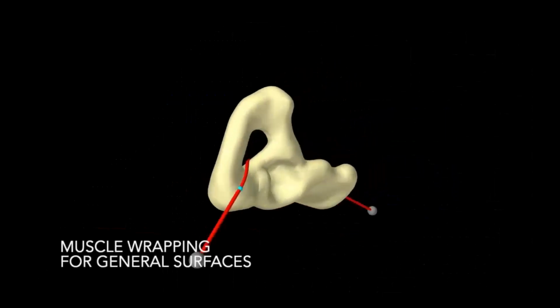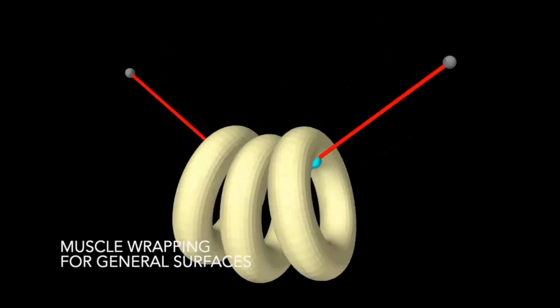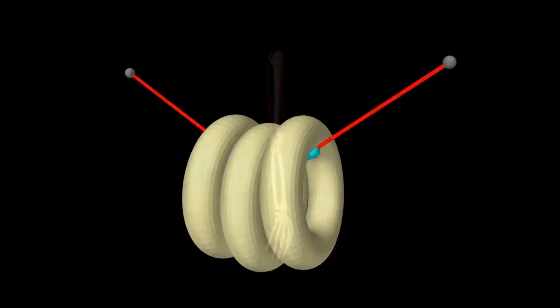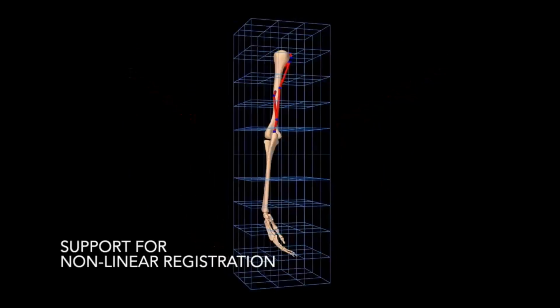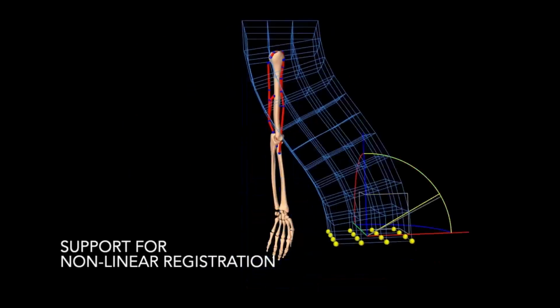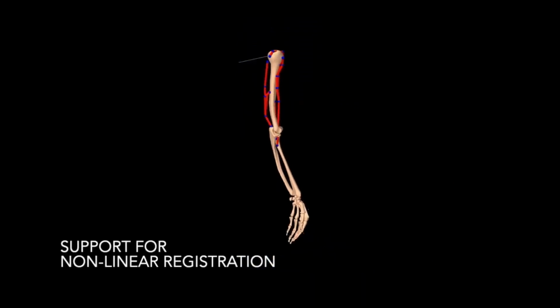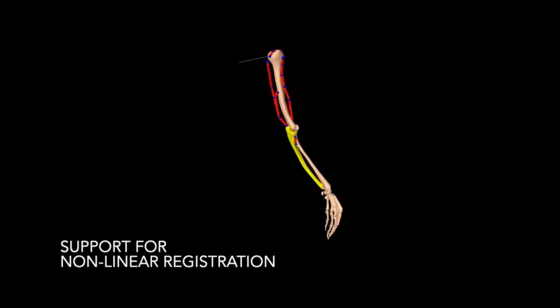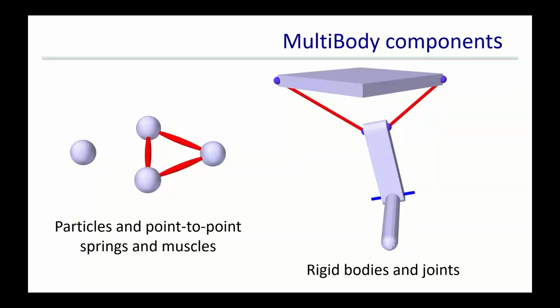We also have wrapping, and in particular, we have wrapping for general 3D surfaces, muscle wrapping, so that's relatively useful. And finally, there's the ability to do rigid or non-rigid registration built into ArtiSynth as well. So I will quickly talk about some of the components that ArtiSynth provides. So we have particles, we have point-to-point muscles and springs, there are rigid bodies, there are joints.